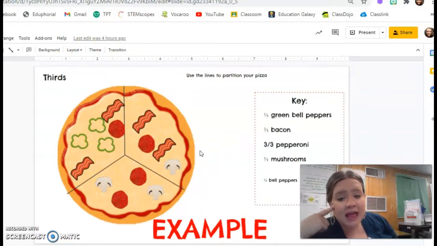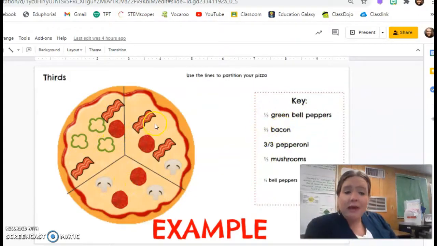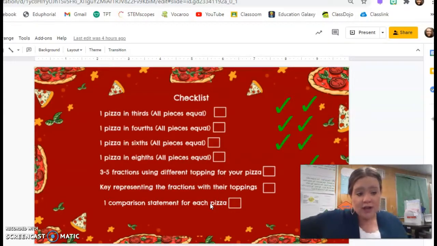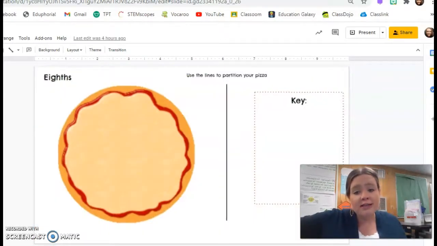All right. And then, so this says that 1/3 has bell peppers. One of my 3 slices has bell peppers. 2/3 has bacon. 2 of the 3 slices have bacon. 3/3 have pepperoni. All 3 of them have pepperoni. And 2/3 have mushrooms. Only 2 of the 3 pieces have mushrooms. Okay? Don't forget to include a comparison for each pizza. So you're going to tell me 2/3 is less than or greater than 1/3. 3/3 is less than or greater than 2/3. Okay? You need to make sure that you're including those comparisons for each slide. Okay? Please let me know if you guys are having any questions or you need any assistance. Hope you guys have fun.